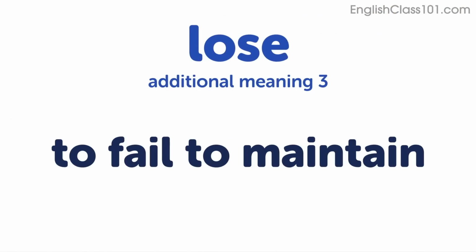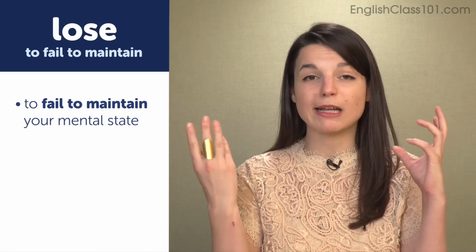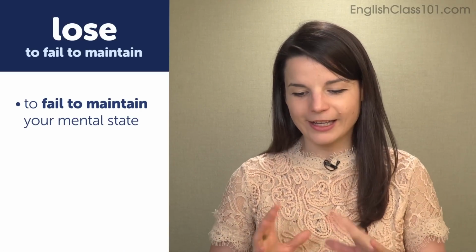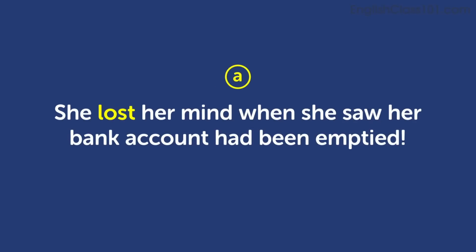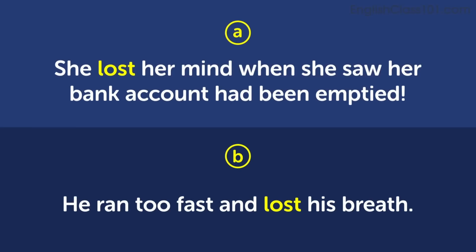Let's go on to the third meaning. The third meaning is to fail to maintain something, like to fail to maintain your mental state, for example. Examples: She lost her mind when she saw her bank account had been emptied. And he ran too fast and lost his breath.